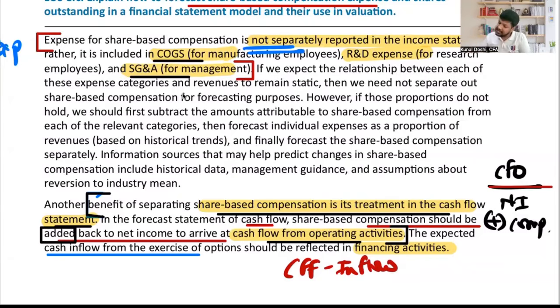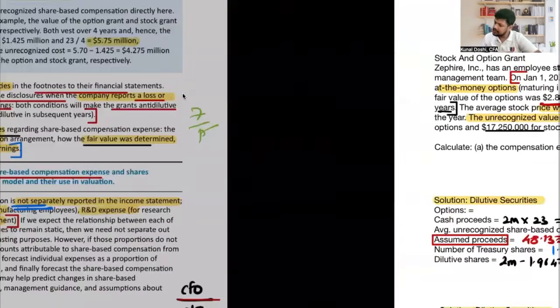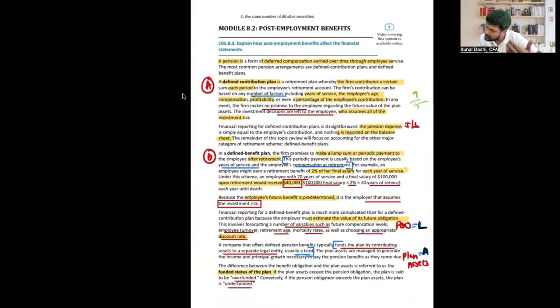The expected cash inflow from exercising of the option: when investors exercise the option, that's a cash inflow. So that's a CFF inflow. Remember these two cash flow treatments? It's a CFF inflow when they exercise the option. Clear? What else is important?